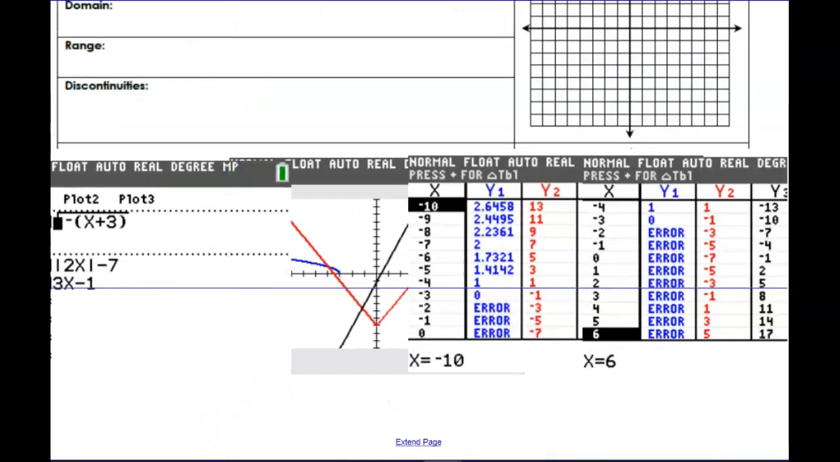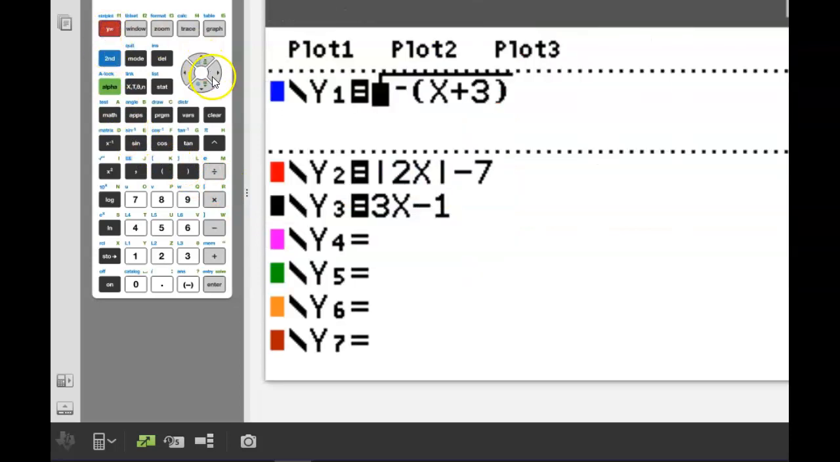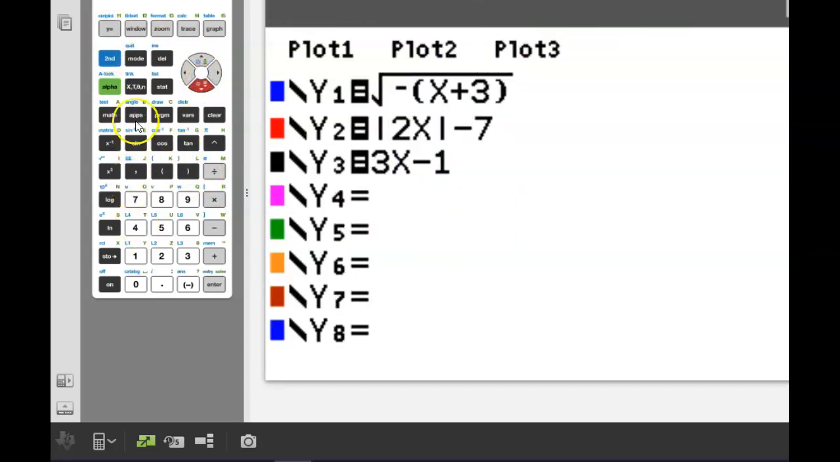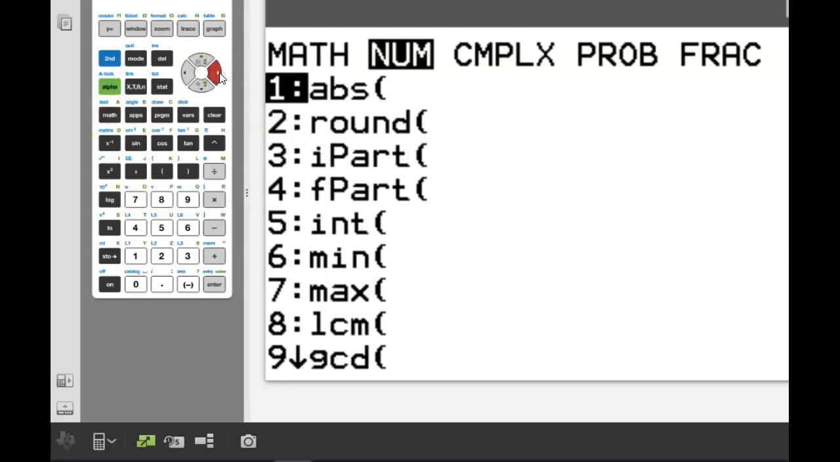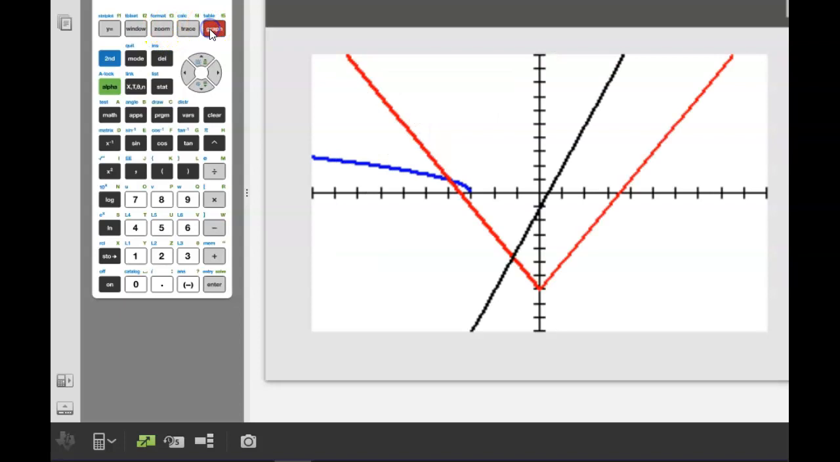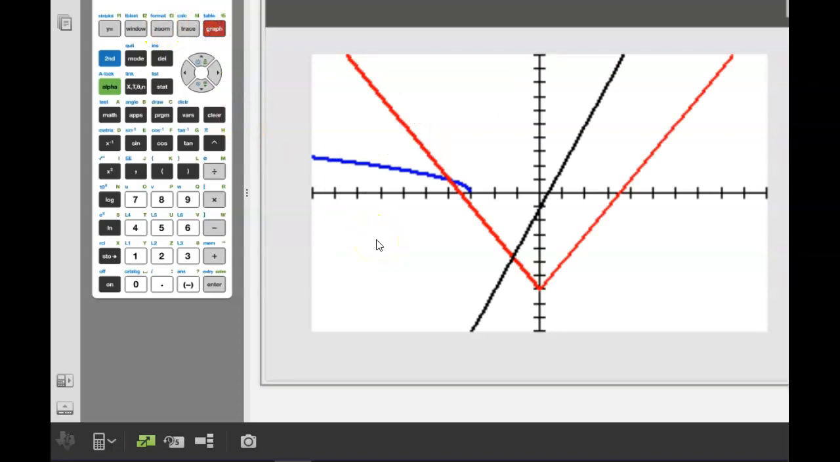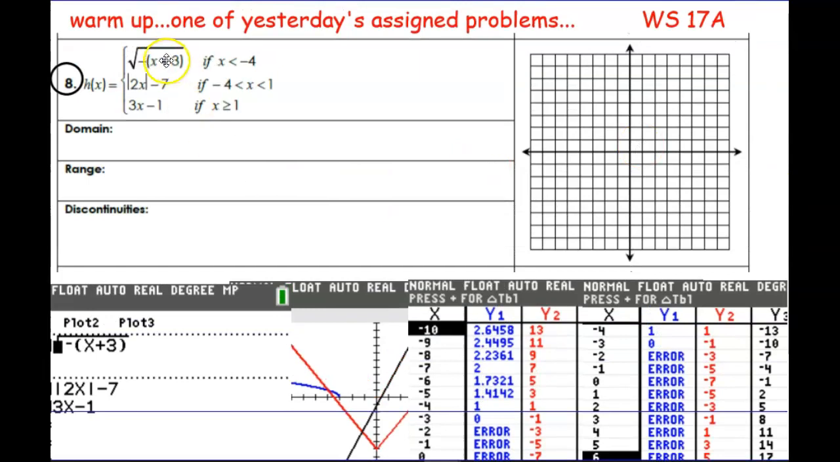It's under math. So if you're doing this one, it's under math, arrow to the right, and then it's number 1. And this is what my graph disaster is looking like, yes? Okay. So we need to figure out which pieces of which graph we need.